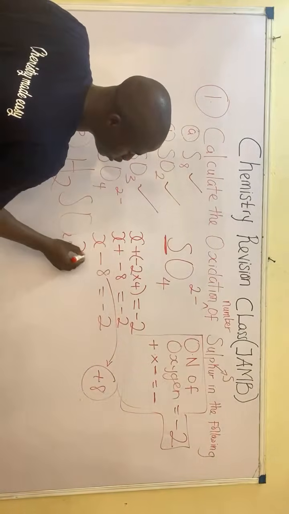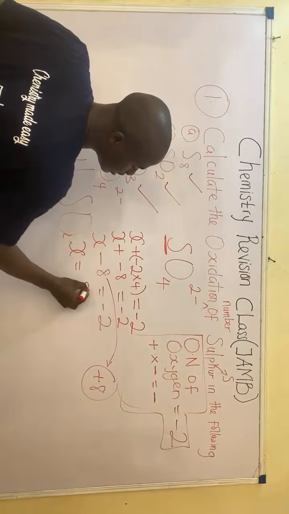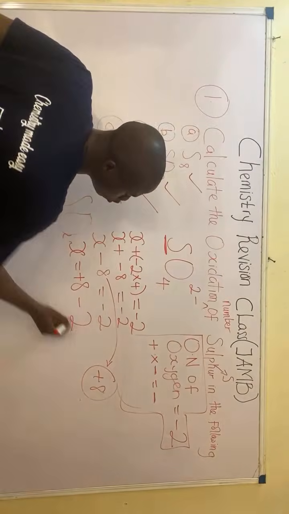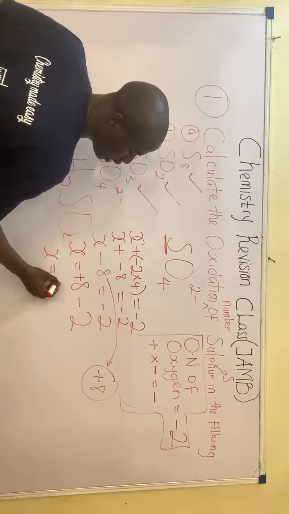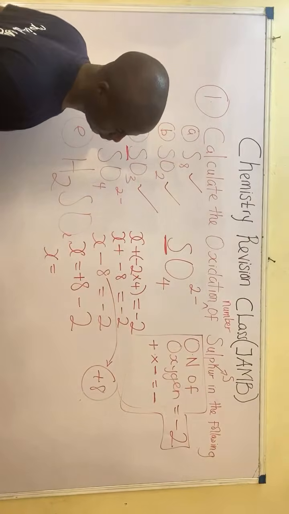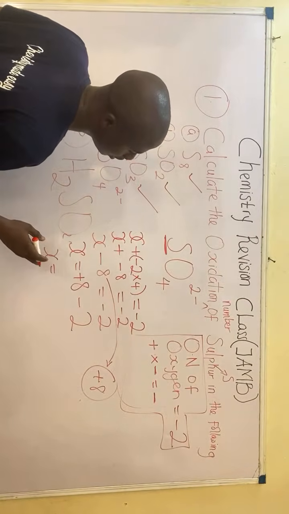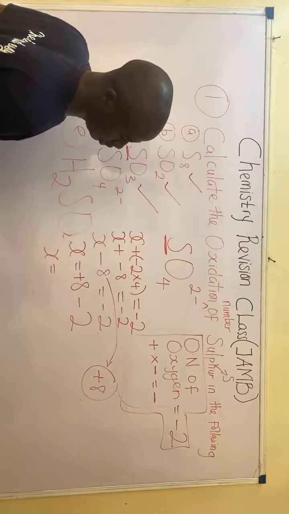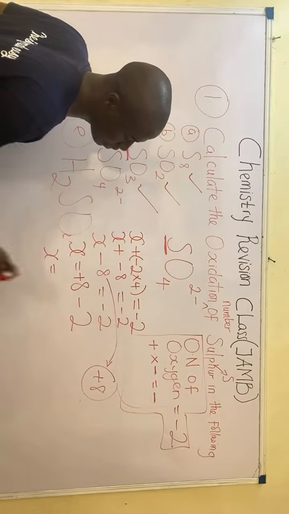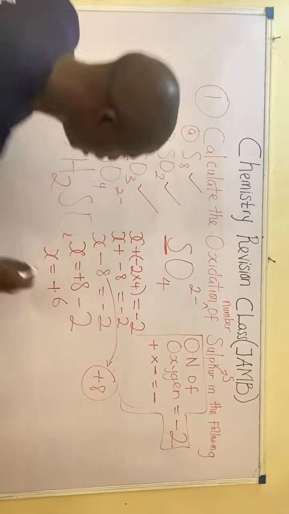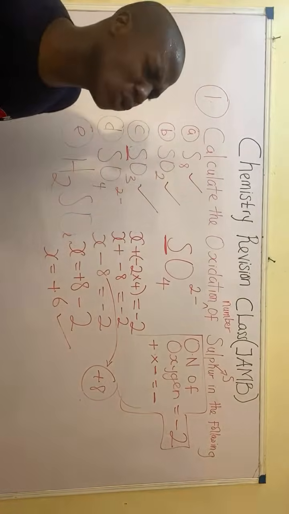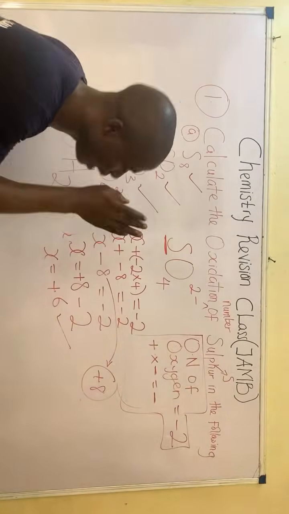So X now equals 8 minus 2, that is +6. Yes, that's +6. So the oxidation state of sulfur here is +6.